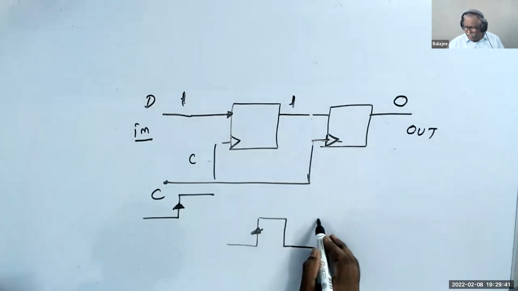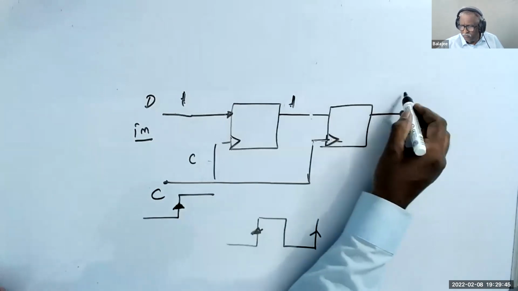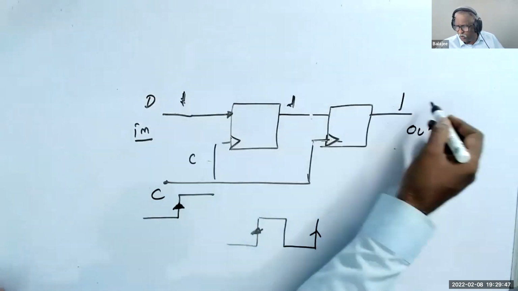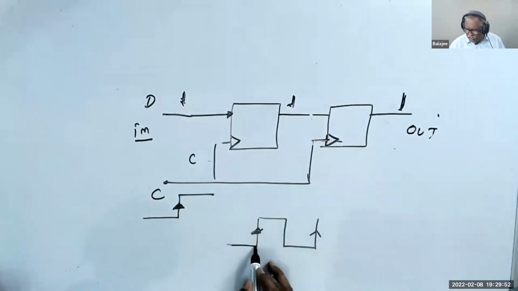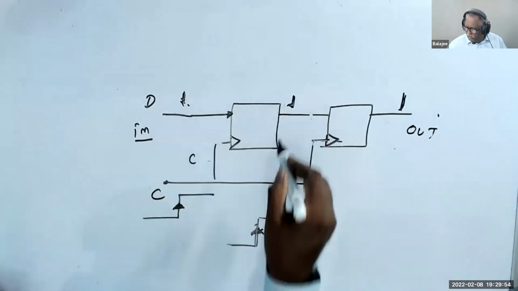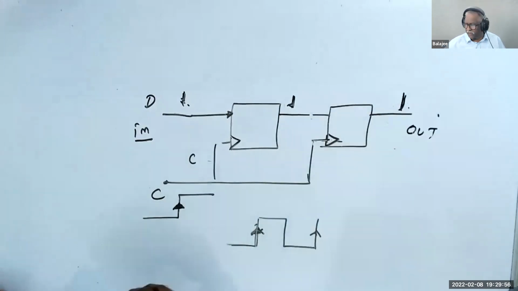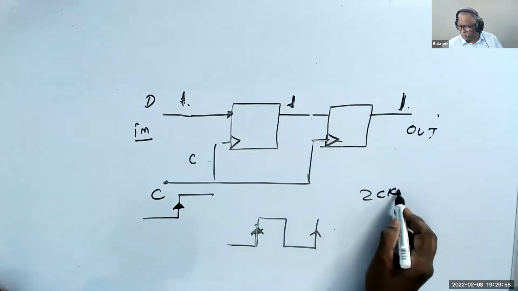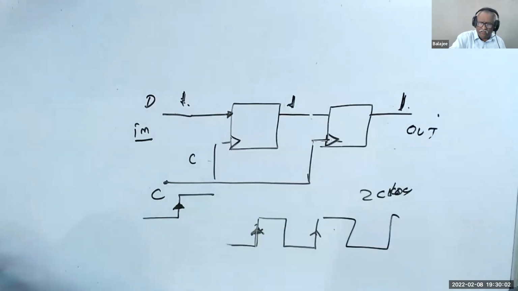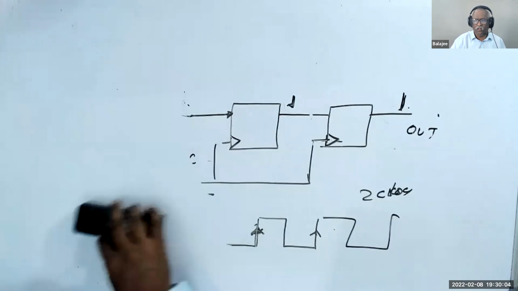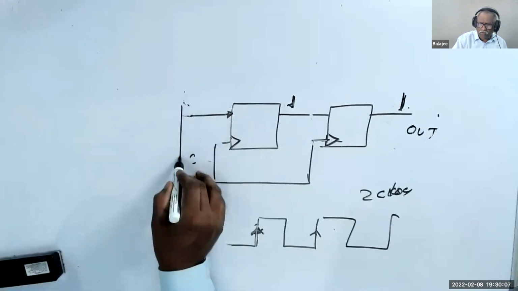But when I give the next edge, this one will go here. This one will go here. All of them output is 1 now. So it takes how many clocks? The first edge, it goes here. Second edge, it goes here. That means it takes 2 clocks. If I connect here, one more.